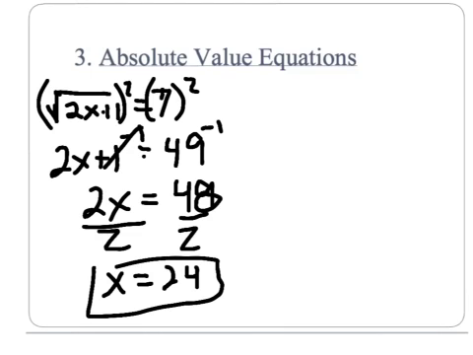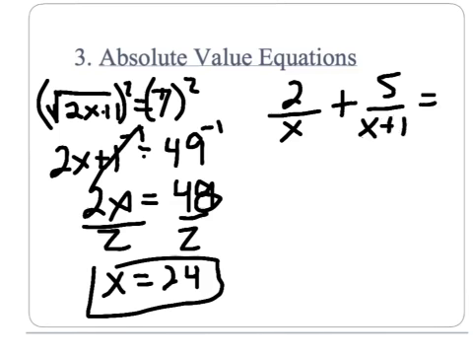We also know how to solve rational equations now. So if I give you 2 over x plus 5 over x plus 1 equals 7, then we know how to solve that. We know that we just multiply everything by the lowest common denominator. So we would just multiply everything by x times x plus 1. That would get us all the x's on the numerator, which is a strategy we need to solve rational equations.